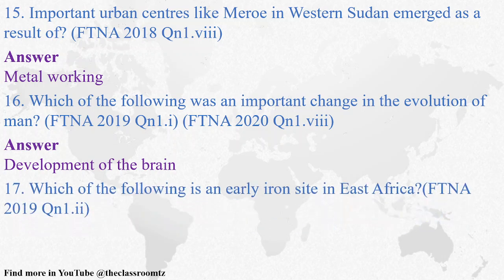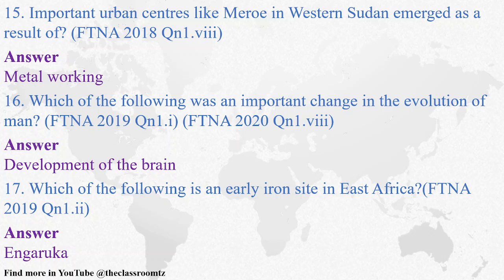Question number 17, which of the following is an early iron site in East Africa? Meroe, Nok, and Axum are famous in Africa-wise, but in East Africa, we have the earliest one, Engaruka. Engaruka was the earliest iron site in East Africa.